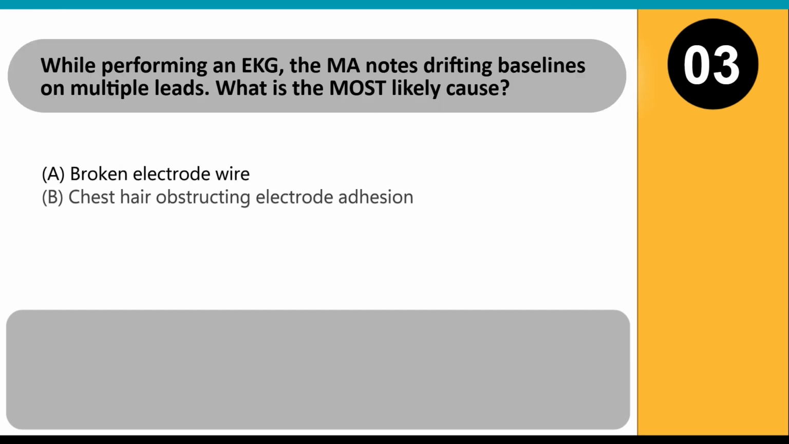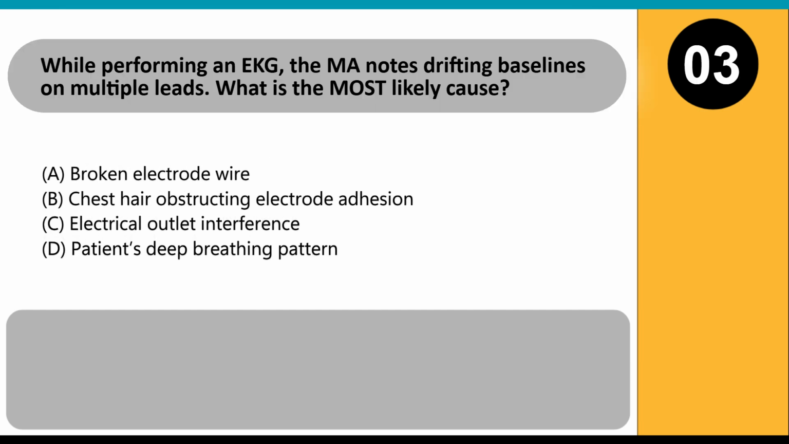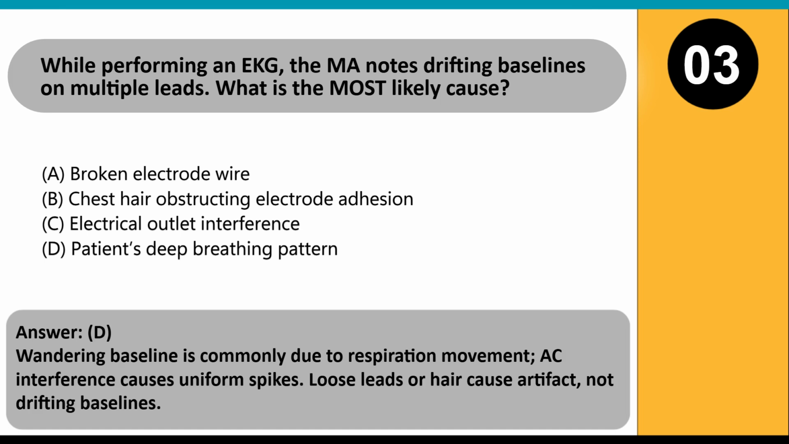While performing an EKG, the MA notes drifting baselines on multiple leads. What is the most likely cause? A. Broken electrode wire. B. Chest hair obstructing electrode adhesion. C. Electrical outlet interference. D. Patient's deep breathing pattern. Answer: D.